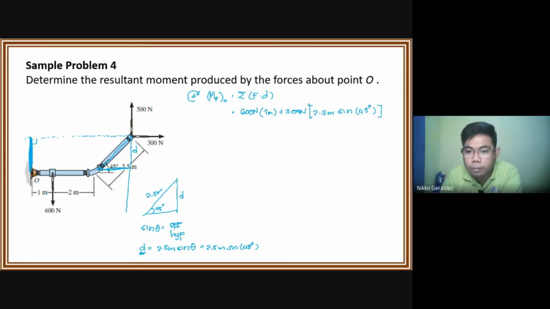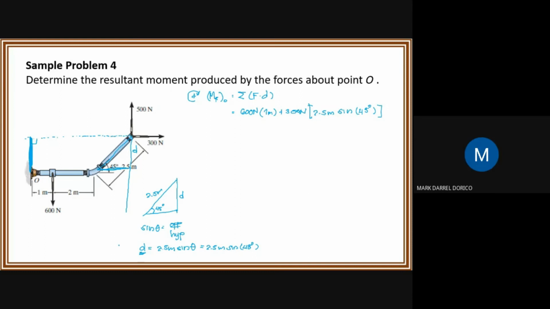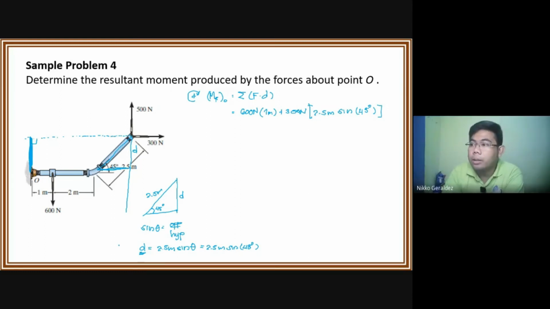So, next, 500 Newton. Ano yung moment na mapuproduce ng 500 Newton? Clockwise, counterclockwise. Counterclockwise. So that is counterclockwise moment, so that is negative. So negative 500 Newton times the perpendicular distance.